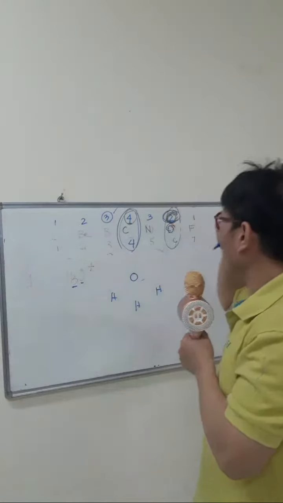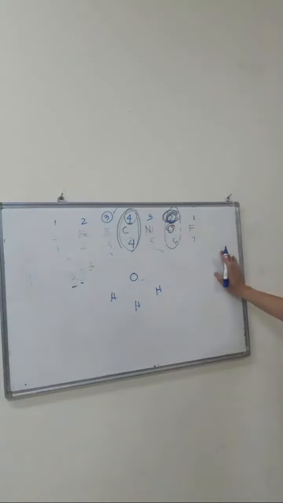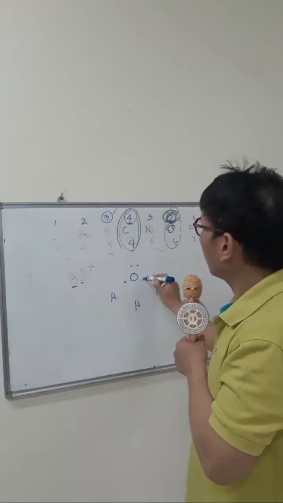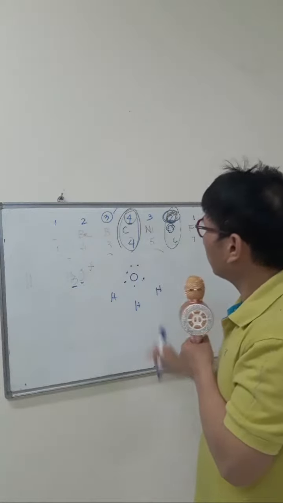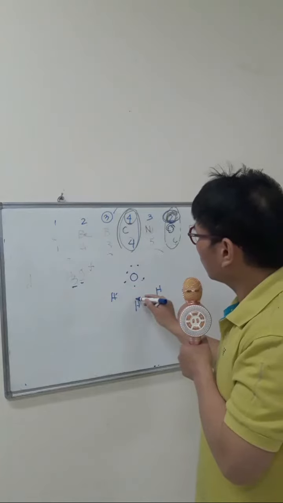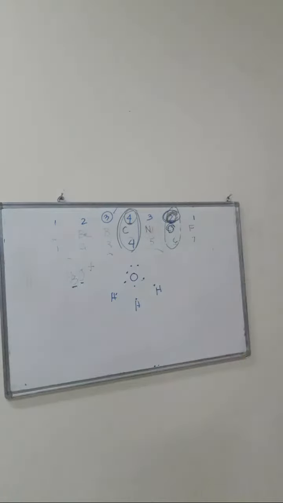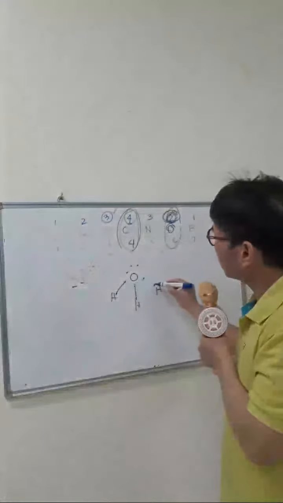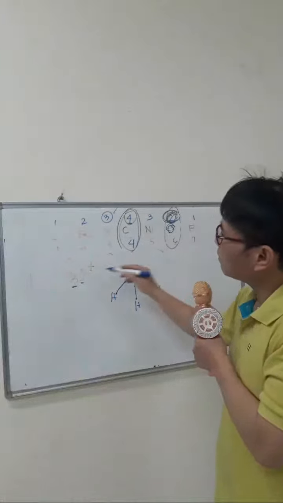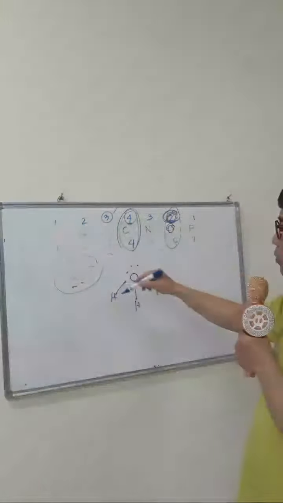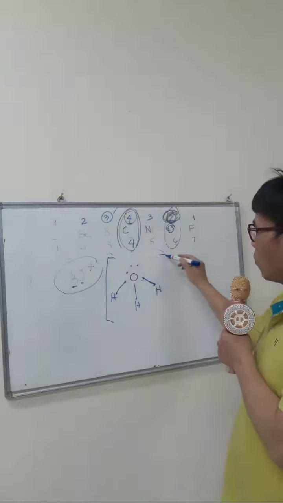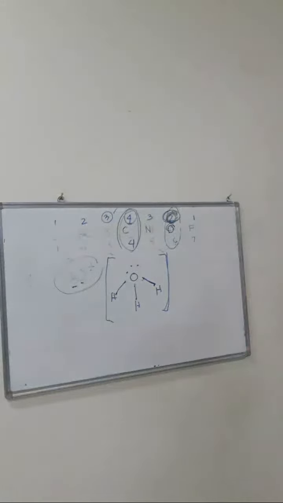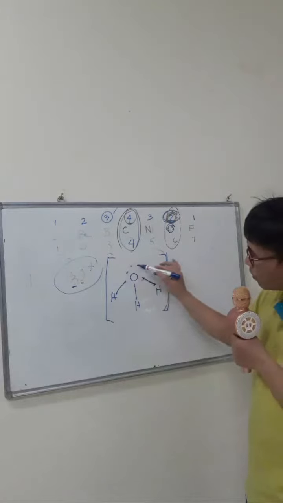So, 6 valence electrons of oxygen: 1, 2, 3, 4, 5, 6. The hydrogen has 1, 1, 1. Okay, connect. The chemical bonding. Since this is charged, positive 1, you need to put a close and open parenthesis like that so that you can know what the charge is outside. Now, if you count 1, 2, 3, 4, 5, 6.